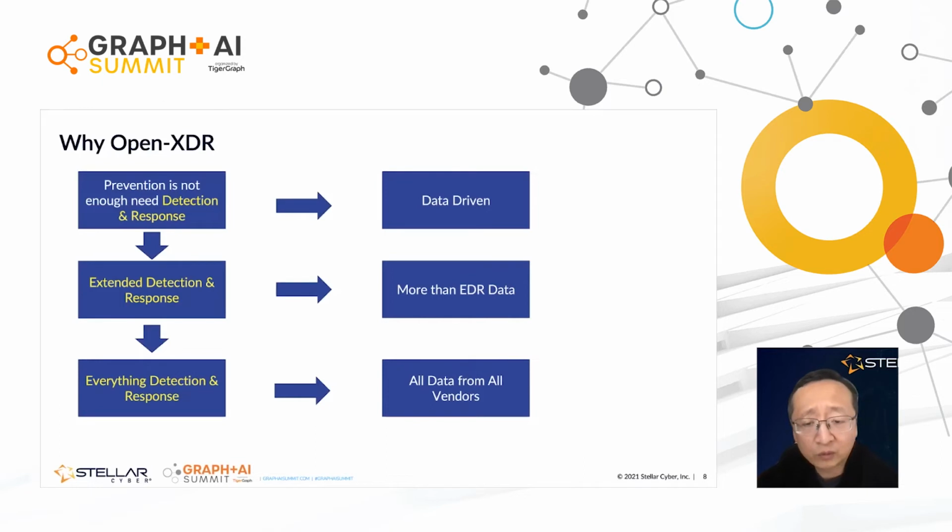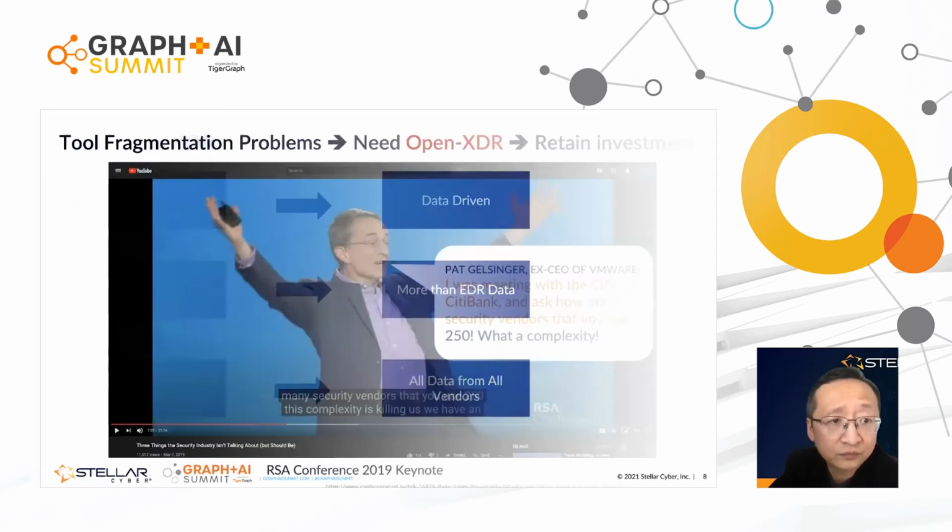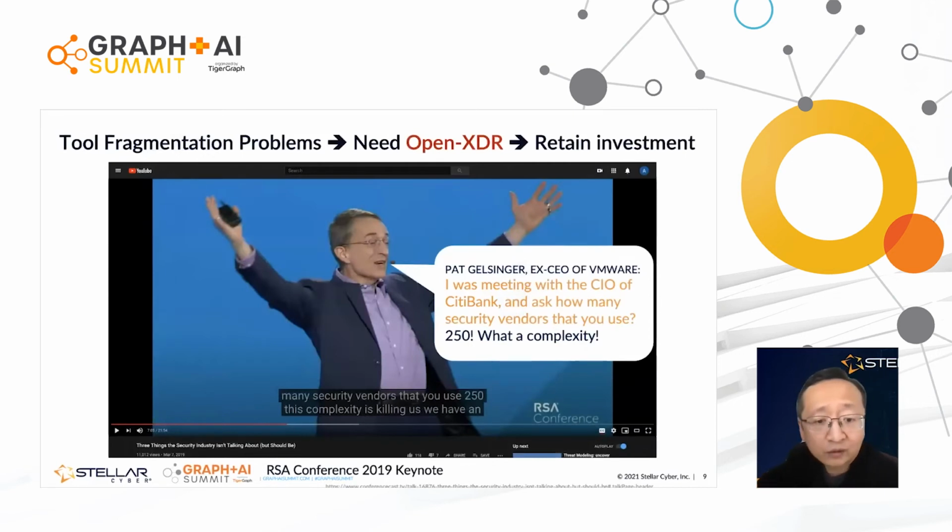We believe that's so important because security is actually a fragmented market. We have so many vendors, and in order to put information together to discover the context I mentioned before, we need open XDR. That actually is related to this fragmentation problem in security today, which was also mentioned in another conference, in another talk.